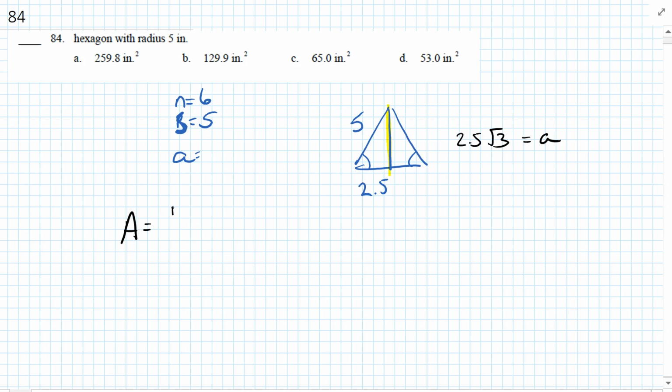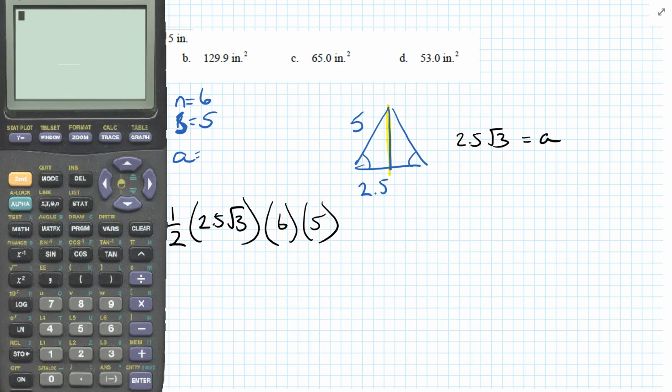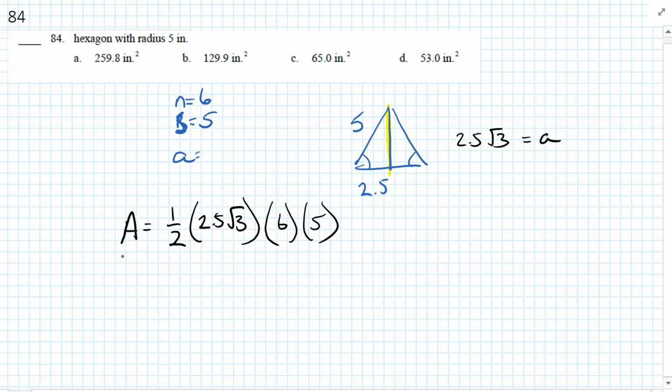So the area of this thing is 1/2 A N S. Our A value is 2.5 times the square root of 3. Our N is 6 and our S is 5. So we can plug all that in our calculator. 0.5 times 2.5 times square root of 3 times 6 times 5. 64.95. Answer C, 65.